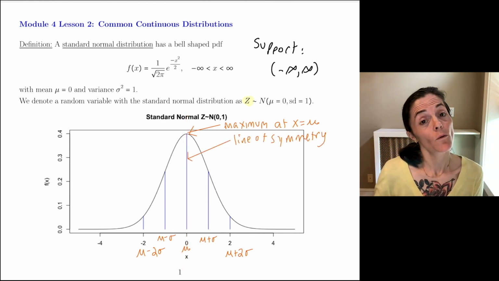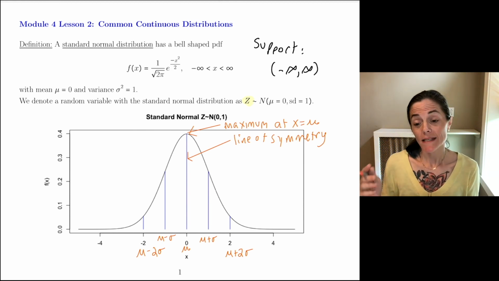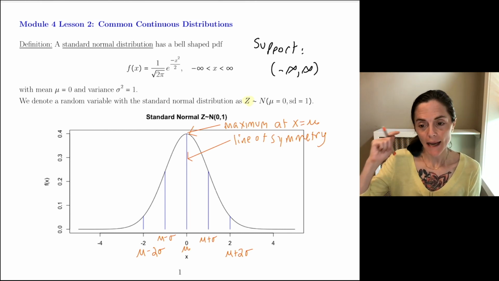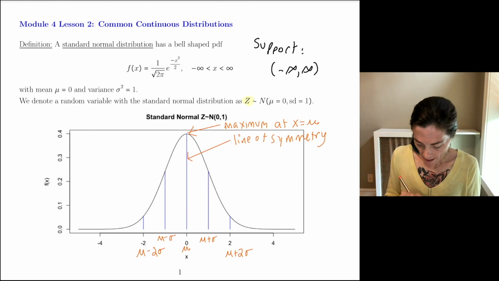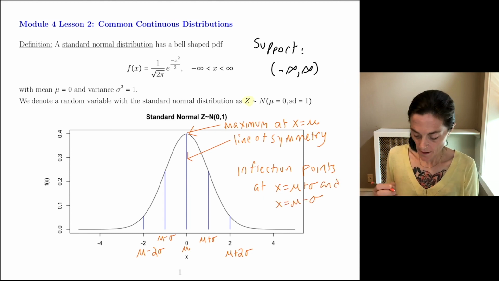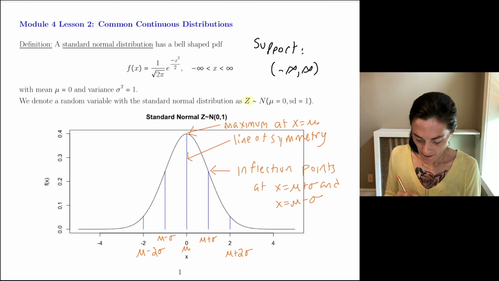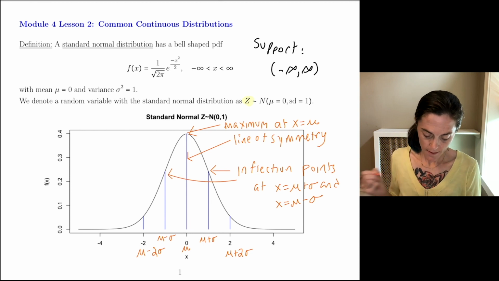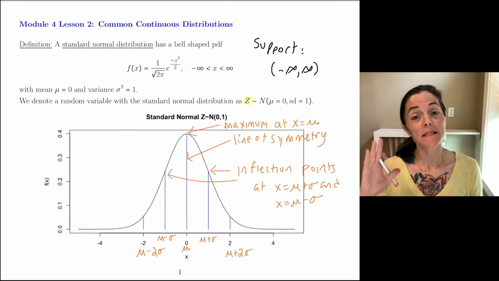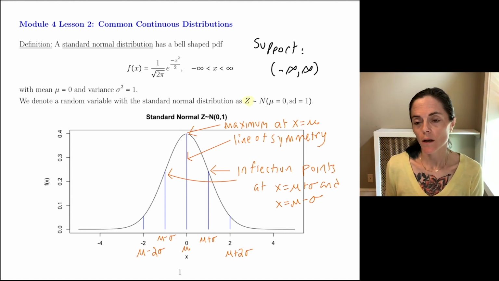Now, the final thing I will remark about regarding the graph of this probability density function is what's happening at mu plus sigma and mu minus sigma. We have inflection points at x equals mu plus sigma and x equals mu minus sigma. And I will draw a line to them on my graph. Here's one, and there's the other. So all of this is important shape information regarding this standard normal distribution.